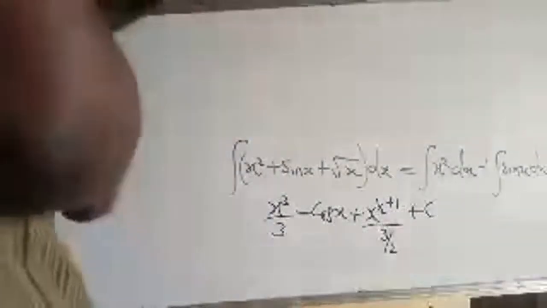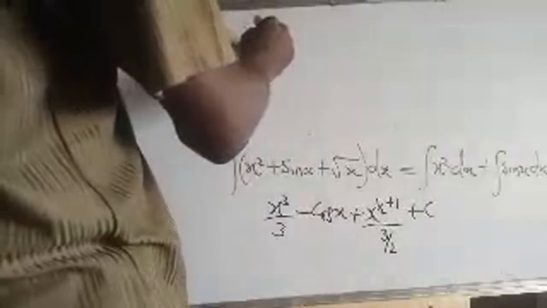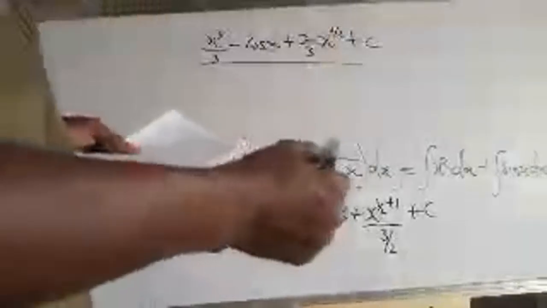If we had half plus 1, that is 3 over 2. So you can now say x raised to power 3 all over 3 minus cos x plus, now dividing these whole numbers, x raised to power 3 over 2 by 2 will go up, 2 over 3, x raised to power 3 over 2, plus c. That solves the problem. That's the result of that.